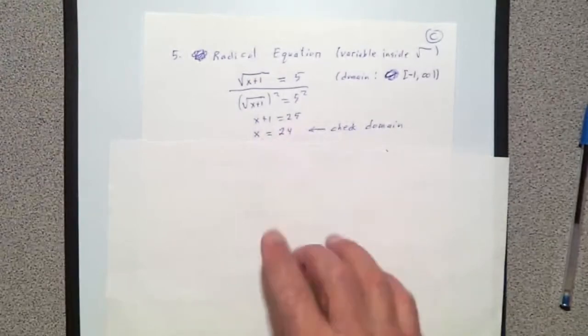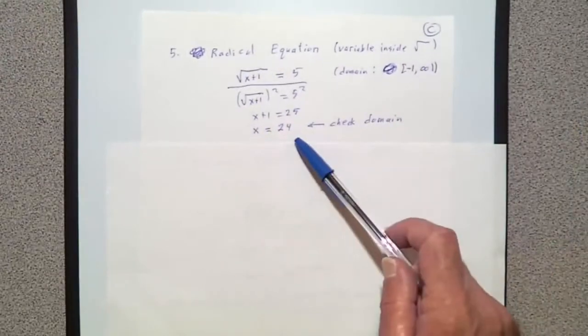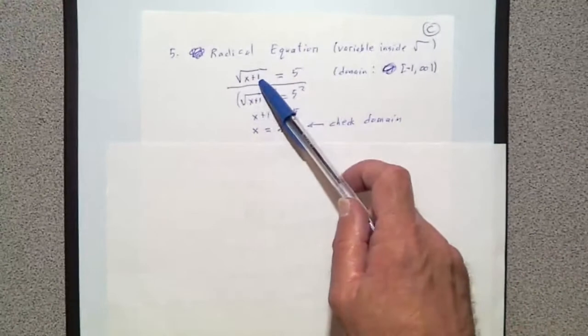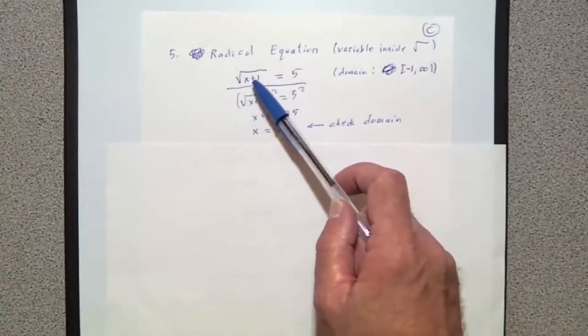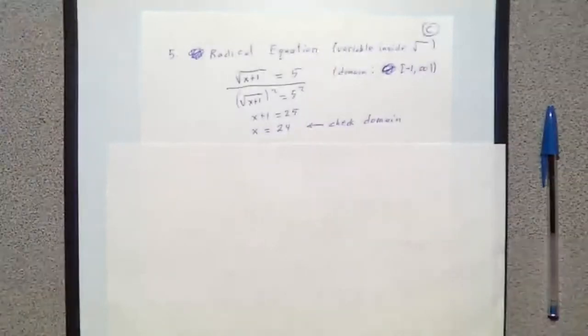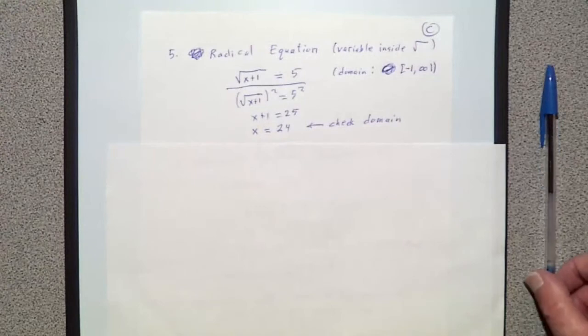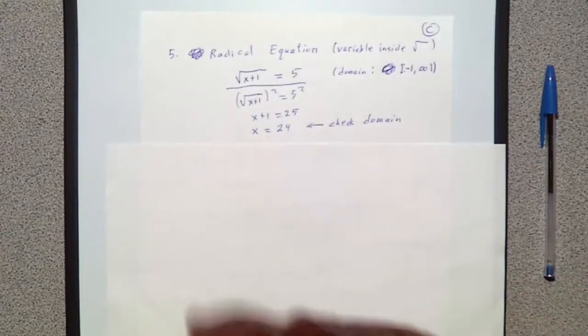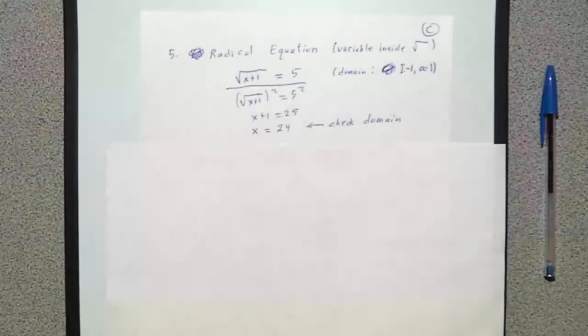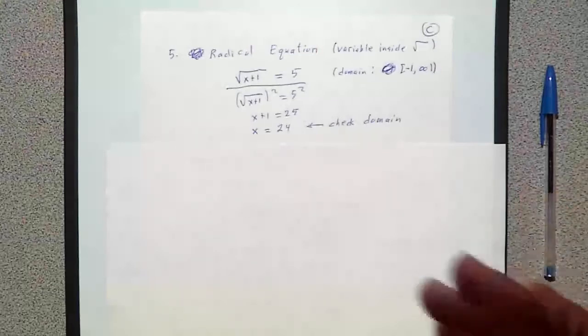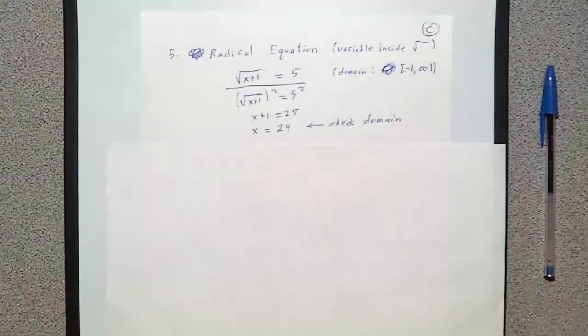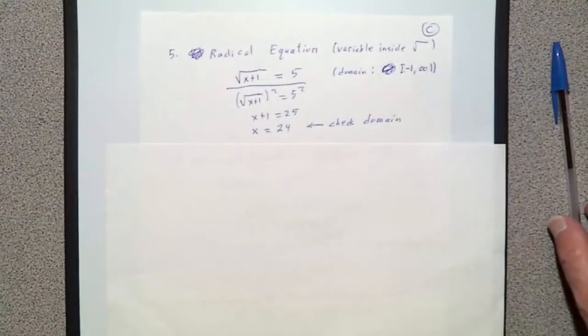X plus 1 is 25, x is 24. We check the domain. Yeah, that's okay. When x is 24, we're not taking the square root of a negative number. Now, radical equations may be more complicated than this, but the method is this one. If you've got a square root, you square both sides, and you always have to check the domain.